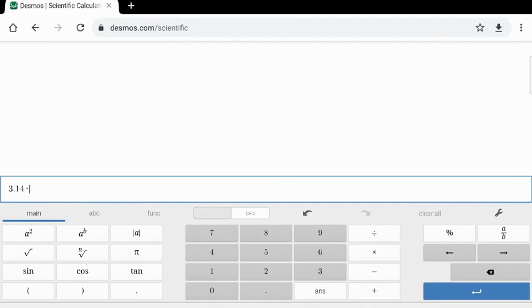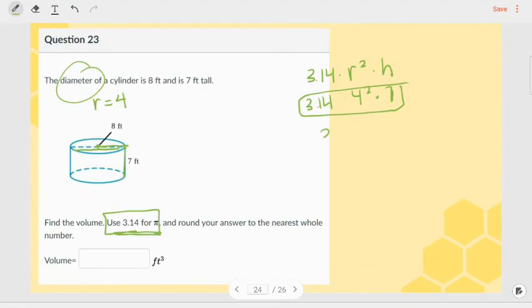3.14 times 4 squared times my height. 351.68. No decimals. Does that 6 make that round up? Yes, it does. So 352.